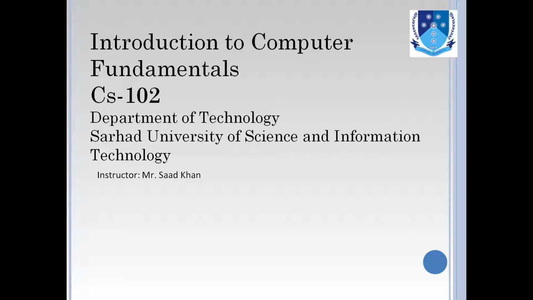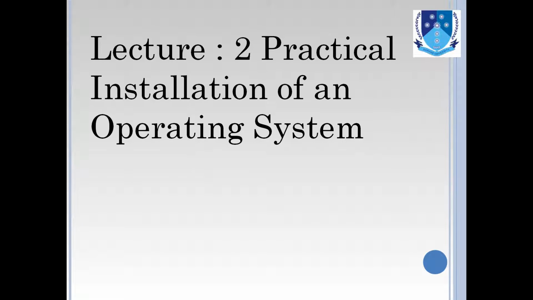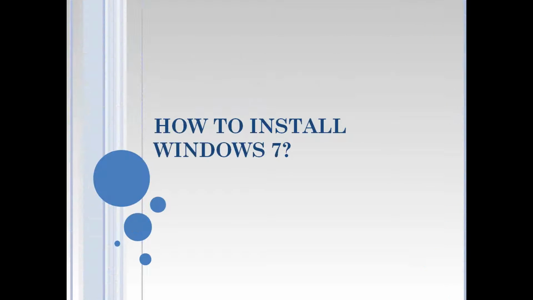Today we are going to start our second practical of the course code CS102 Introduction to Computer Fundamentals. The second practical's title is Installation of an Operating System. So we are going to discuss how to install Windows 7. Now the first question arises, what is an operating system?